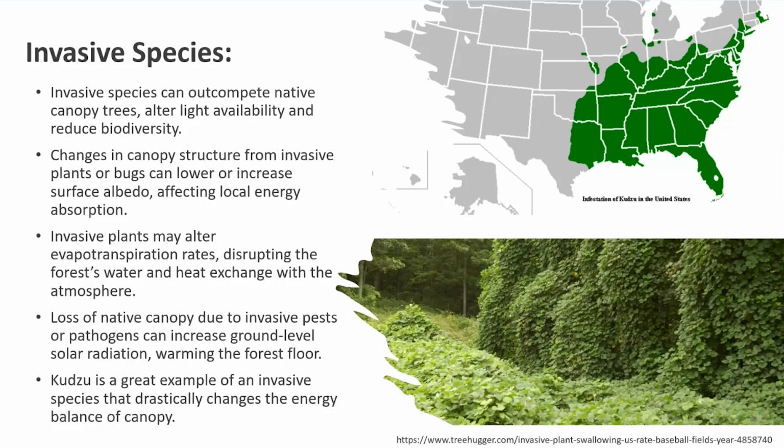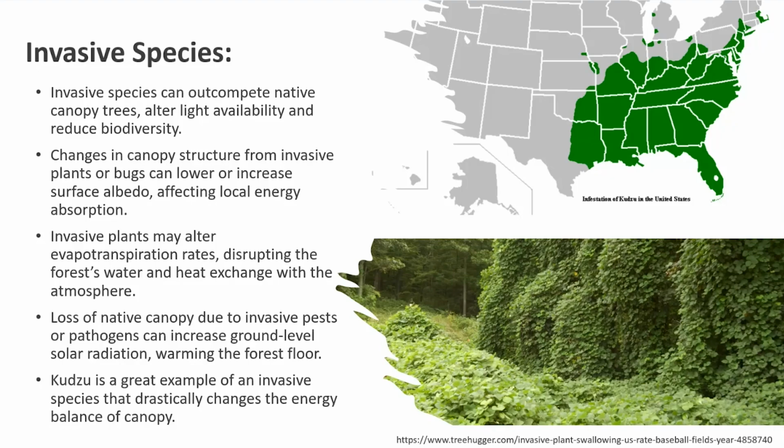And so you could design an energy study showing just how much some of these plants, like kudzu, which is a great example of an invasive species that drastically affects canopy. So basically how it works is it will completely blanket an ecosystem and choke out all of the ecosystem underneath it, creating a monoculture.